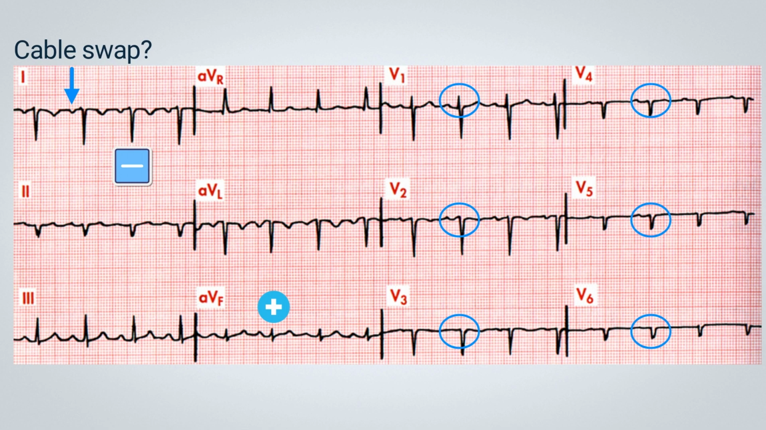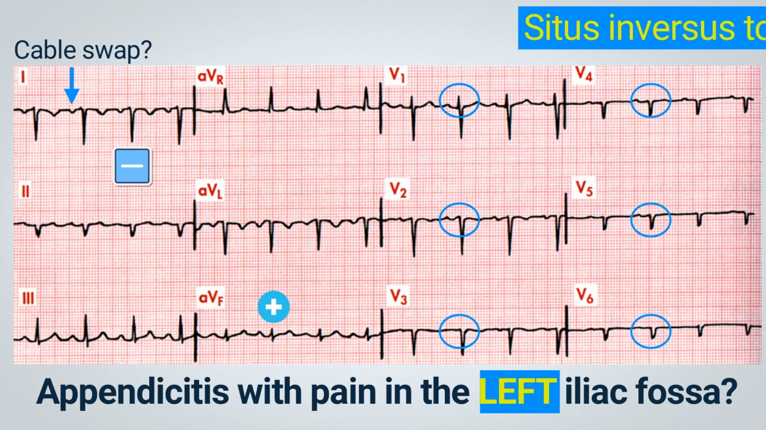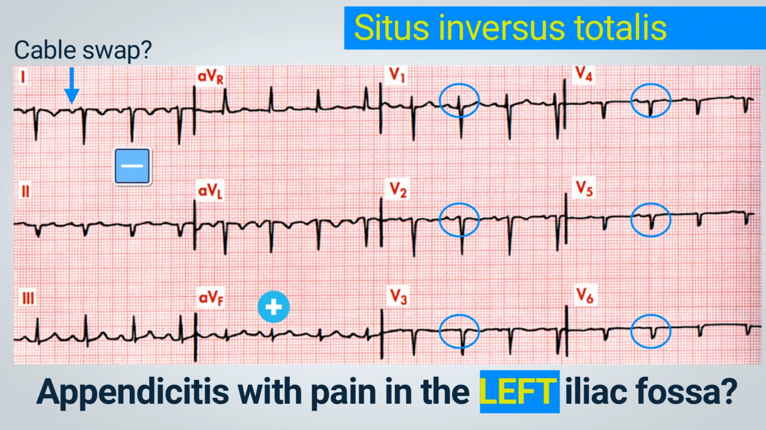The patient has a diagnosis of appendicitis with pain in the left iliac fossa. Generally, patients with appendicitis have pain in the right iliac fossa, which is typically where the appendix is located, right? So here we have the tracing of a patient with Situs Inversus Totalis, meaning this is a classic dextrocardia ECG.